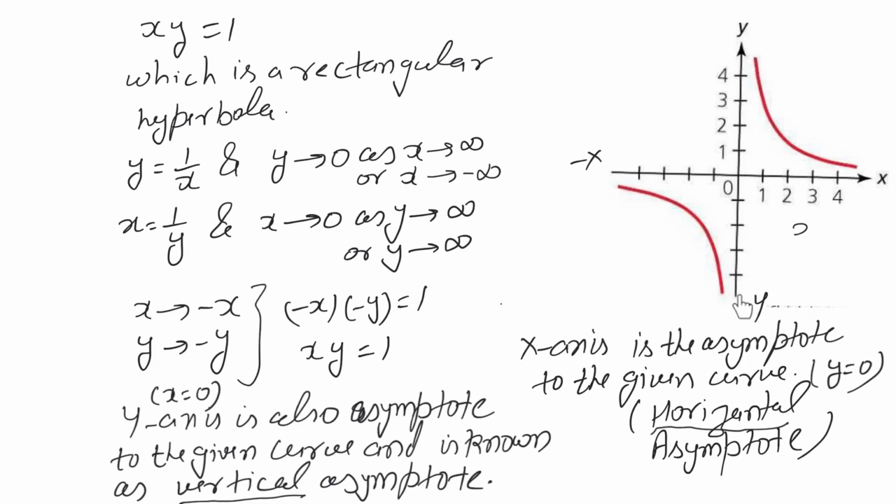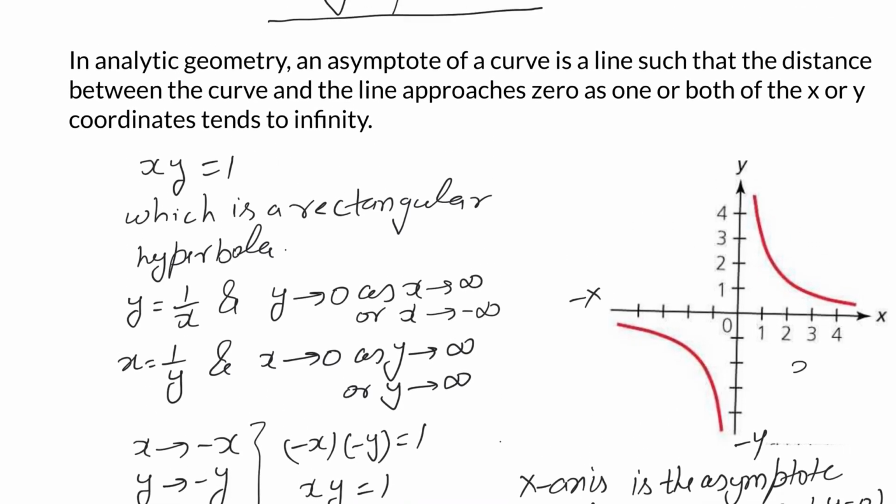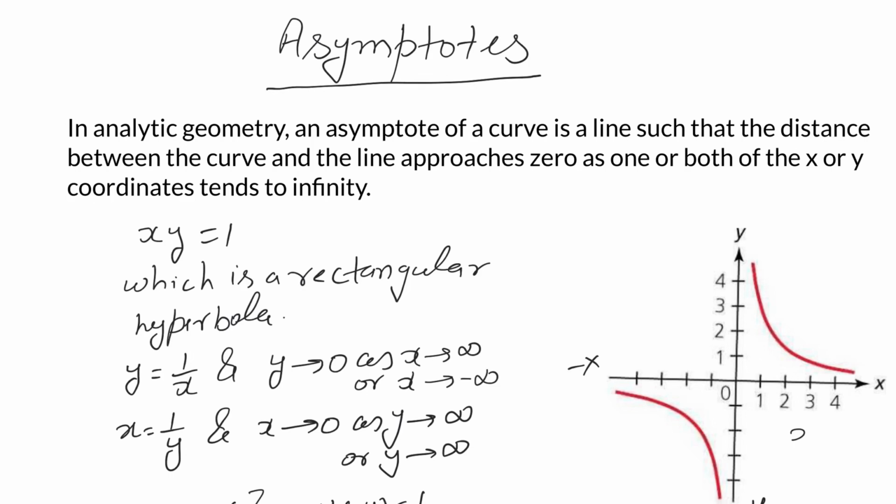So asymptote is a line that will touch the curve only at infinity. So in this case this curve will touch the y-axis only at infinity, and here also this curve will touch the x-axis only at infinity. So we will again verify the definition of the asymptote. Now look at this definition. I am going to read out and verify it with the example given.